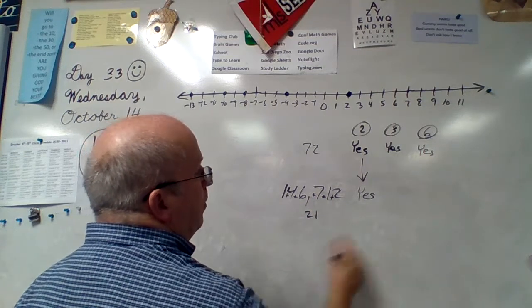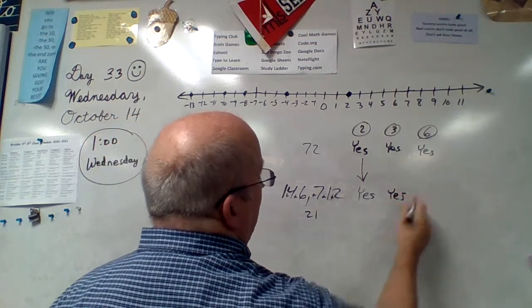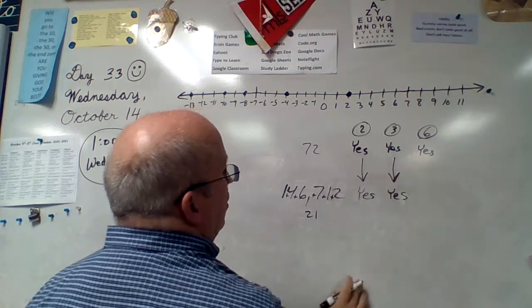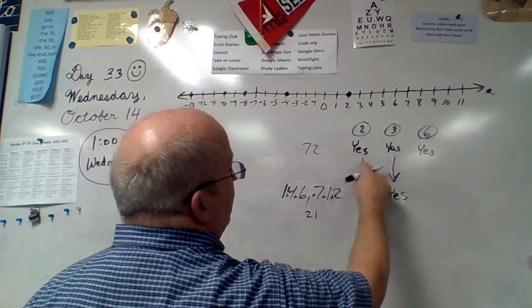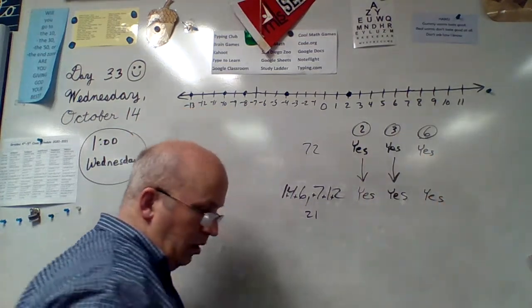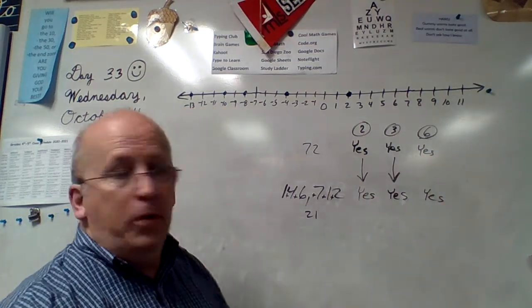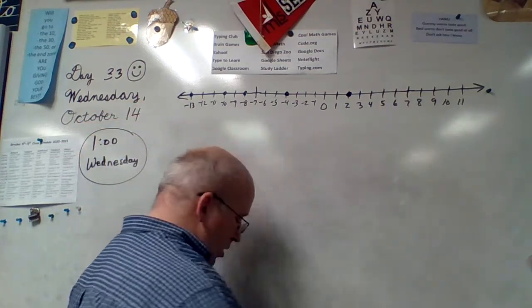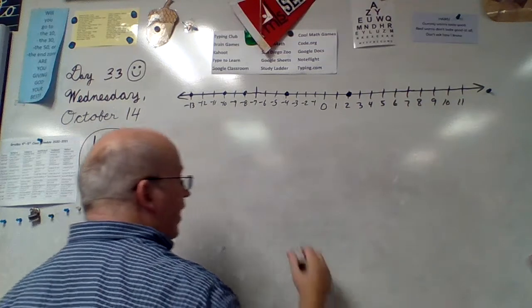Is 21 divisible by 3? Yes. Therefore, is this number divisible by 6? It is, because if it's divisible by both 2 and by 3, then it's also divisible by 6. Okay? How about the next rule? An easy one. Is a number divisible by 10?